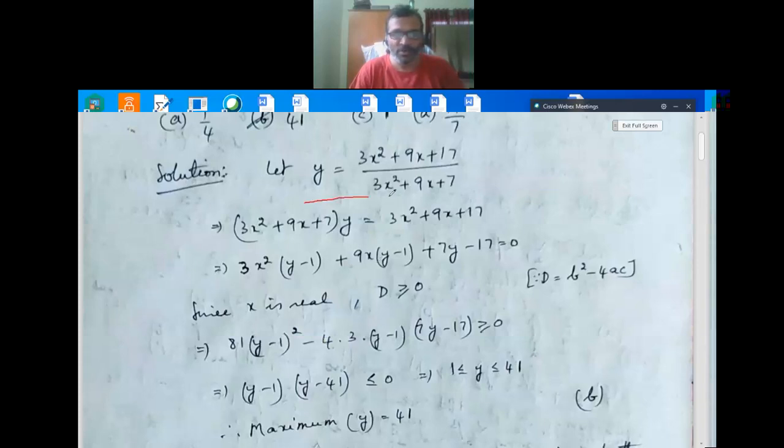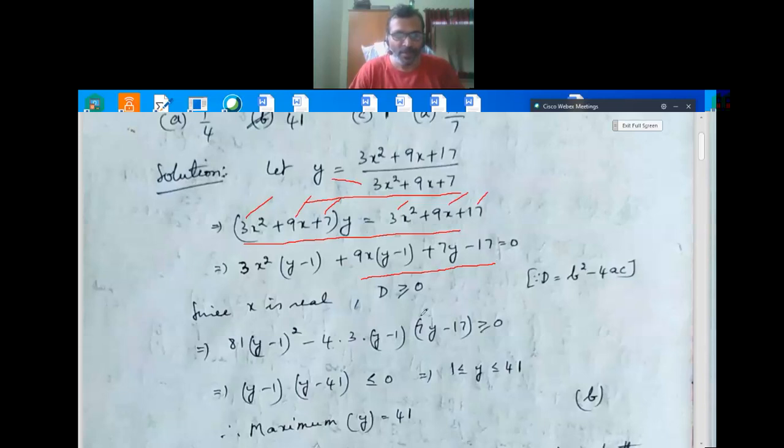So once you have got this, I have cross multiplied from here till here, then I have grouped it. Here 3x squared, here 3x squared, here 9x, here 9x, here 7, here 17. So bringing it to one side, I get 3x squared into (y minus 1) plus 9x into (y minus 1) plus 7y minus 17 equals 0.